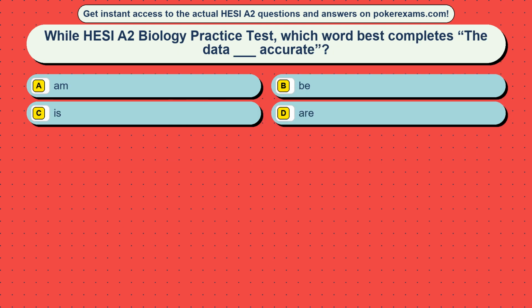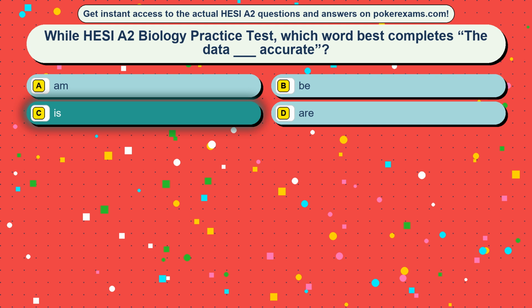Question 27. HESI A2 Biology Practice Test, which word best completes the data blank accurately? Option A, them. Option B, be. Option C, is. Option D, are. The correct answer is option C, is.